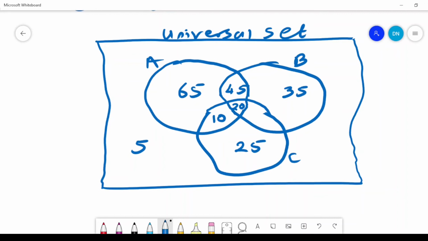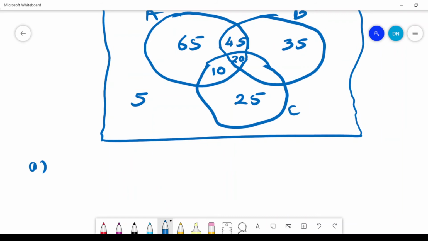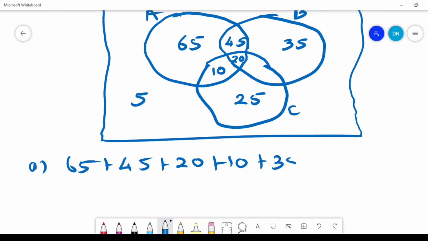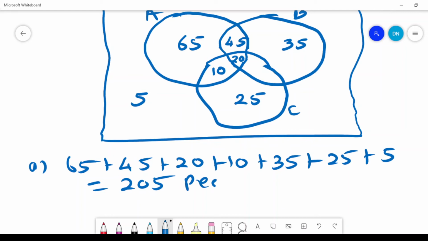And that would be the question. The number surveyed is 65 plus 45, which is 110, plus 20, 130, plus 10, 140, plus 35, 175, plus 25, 200, plus 5, which is 205. 205 people were surveyed.